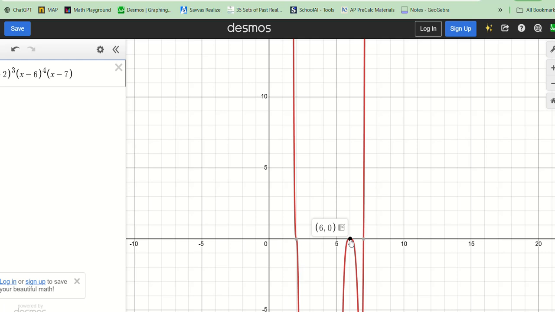If it shows up an odd number of times, seemingly it crosses. And if the root shows up an even number of times, it touches the axis and then it turns around. Well, that seems like it's happening. Let's try it with a different function. Maybe this is just wonky and weird. We're going to change everything.